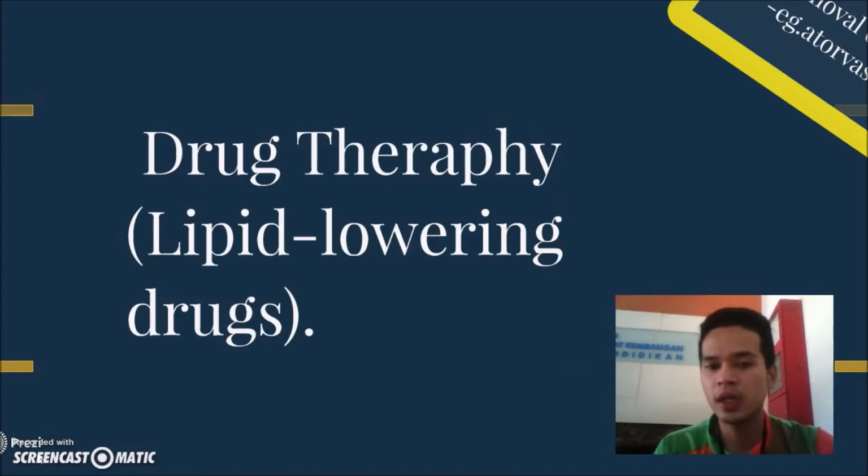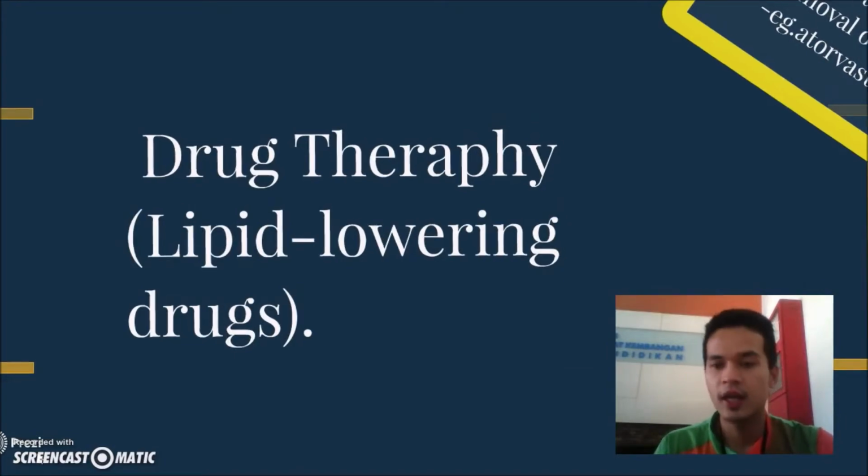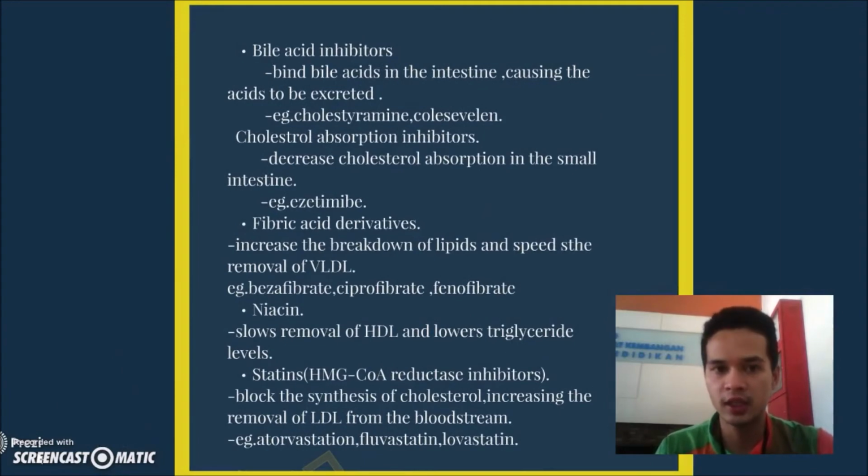Next is drug therapy, or lipid lowering drugs. There are different types of lipid lowering drugs. Firstly is the group of bile acid inhibitors. The mechanism of action for bile acid inhibitors is to bind bile acid in the intestines, causing the acid to be excreted. An example of a drug in this group is cholestyramine. We move on. Next is the cholesterol absorption inhibitor. Mechanism of action for this group: decrease cholesterol absorption in the small intestines.